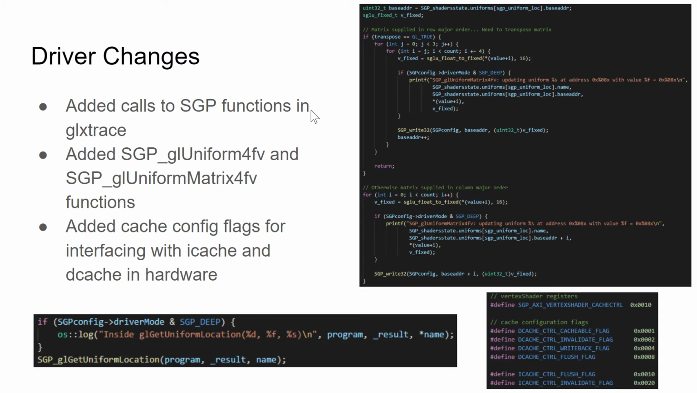We had some pretty standard driver changes, nothing really new here. We just added the SGP functions to GLX trace, added the 2 extra uniform functions, and then we added some config flags. We mostly just reused the decache control flags from the render output, and then we added some extra ones for iCache. And then I think we flushed iCache in use programs, and then we flushed the decache at the beginning of draw arrays.